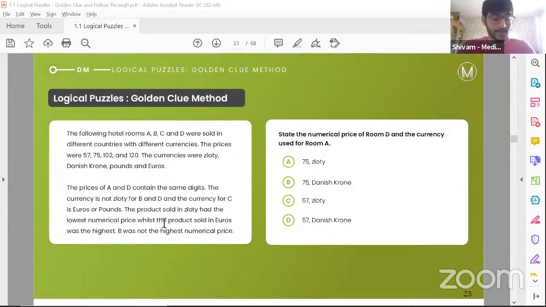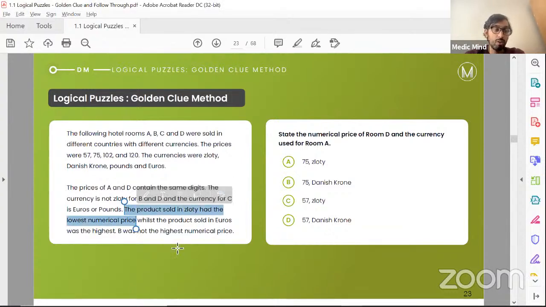So we know that it's going to be between zloty and Danish krone. Is that correct, Mohil? Yeah. Okay. So what is the golden clue here in this paragraph? Can you identify it for me? So we can see that we're looking at the product sold in zloty had the lowest numerical price. So the lowest numerical price has to be 57. Exactly. That's our golden clue. That's our first step that we've identified. The product sold in zloty had the lowest numerical value. So that means that zloty had to be 57. Is that correct? Correct. Yeah. Absolutely. Because that's the lowest currency we have.